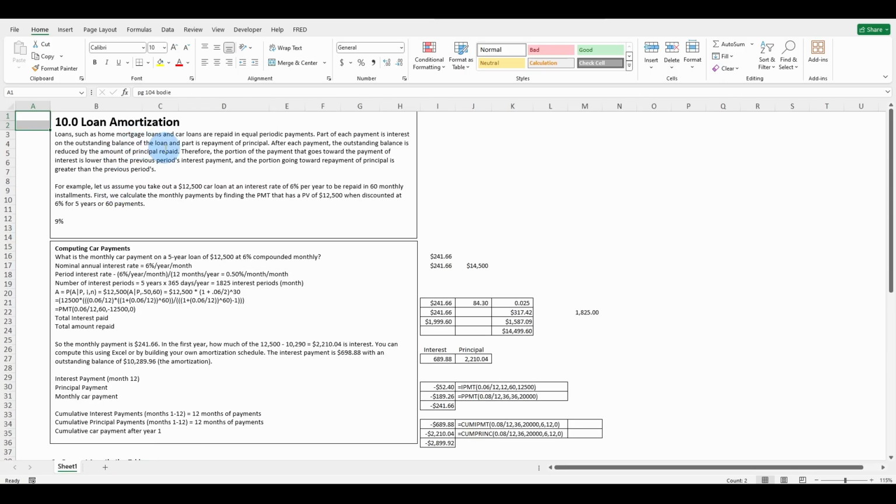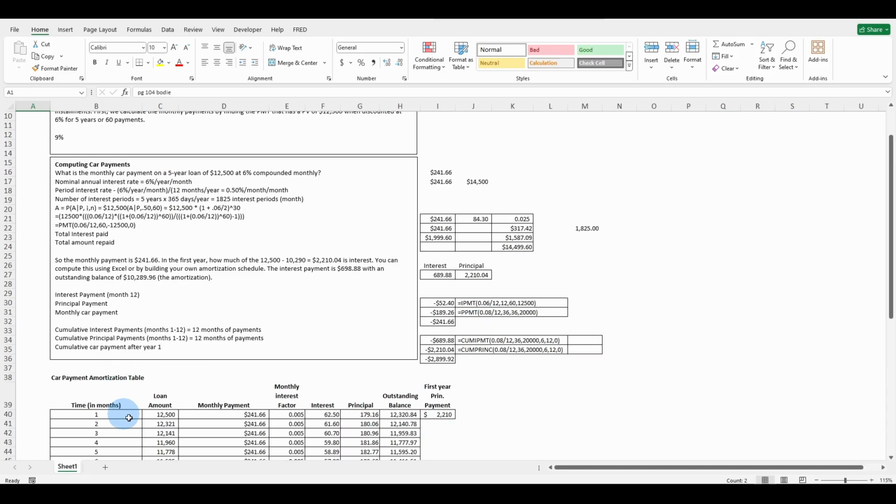Loans, such as home mortgage loans and car loans, are repaid in equal periodic payments. Part of each payment is interest on the outstanding balance of the loan. Part is payment of principal. After each payment, the outstanding balance is reduced by the amount of principal repaid. Therefore, the portion of the payment that goes towards the payment of interest is lower than the previous period's interest payment, and the portion going towards repayment of principal is greater than the previous period's.